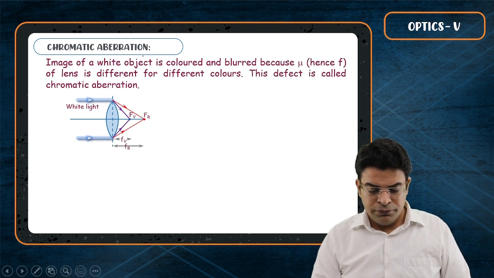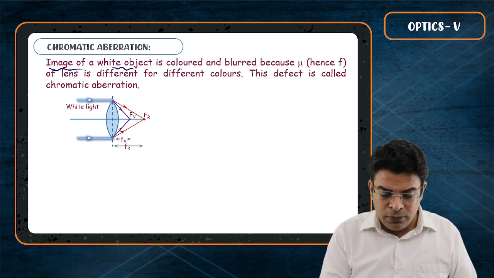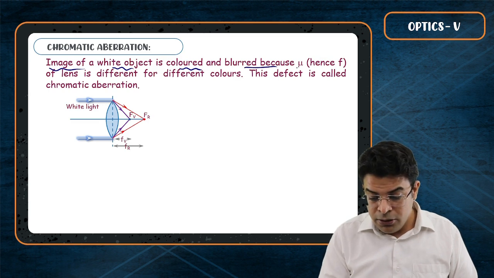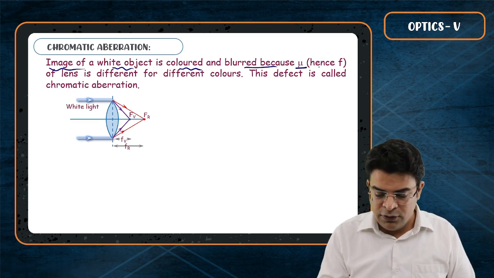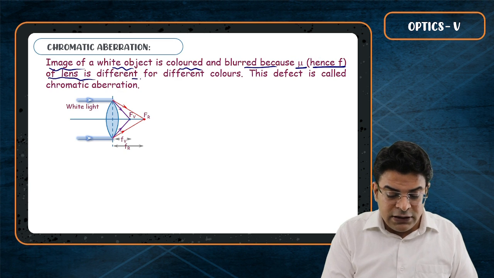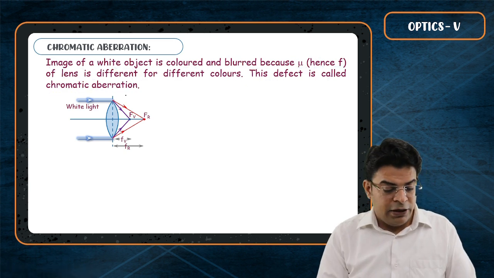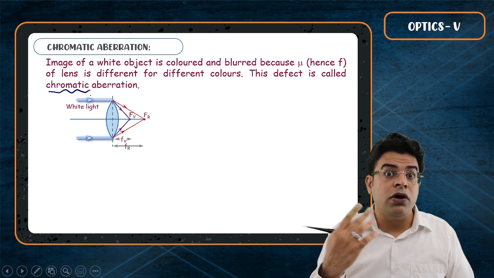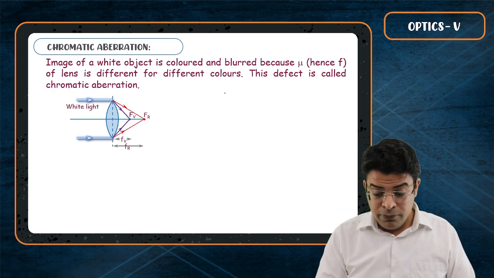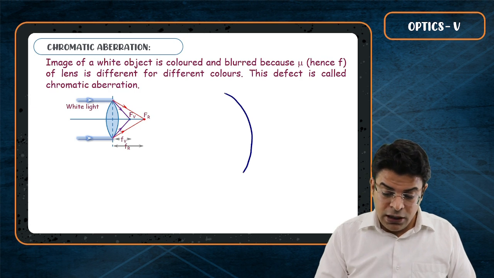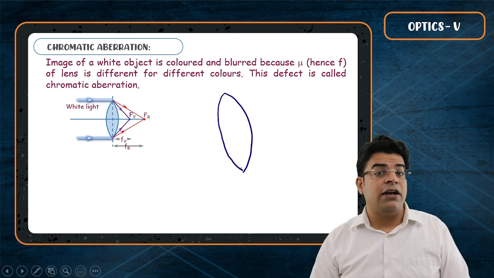So image of a white object is colored and blurred because refractive index and hence the focal length of a lens is different for different colors. This defect is called chromatic aberration. Chromatic because pertaining to color. Spherical pertaining to the shape. Lenses also show spherical aberrations.